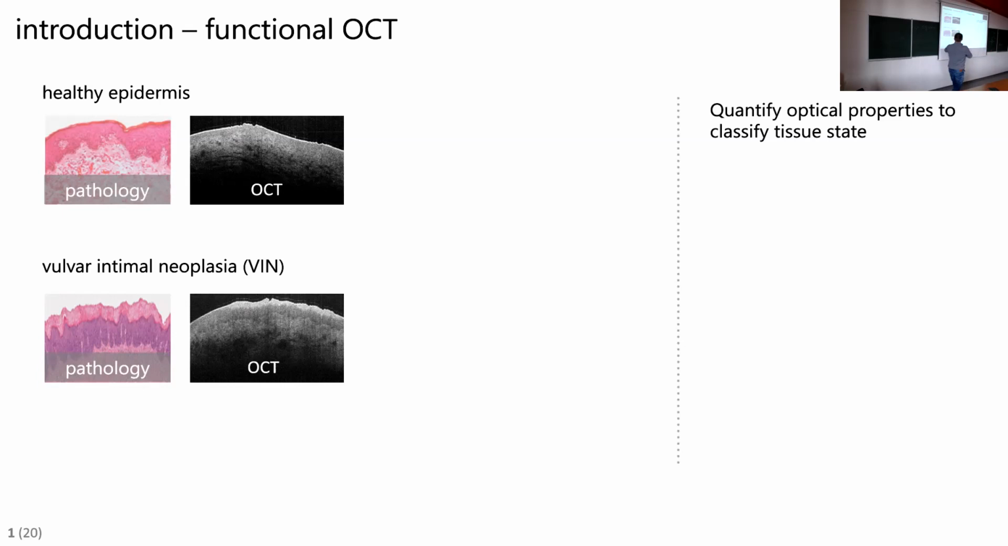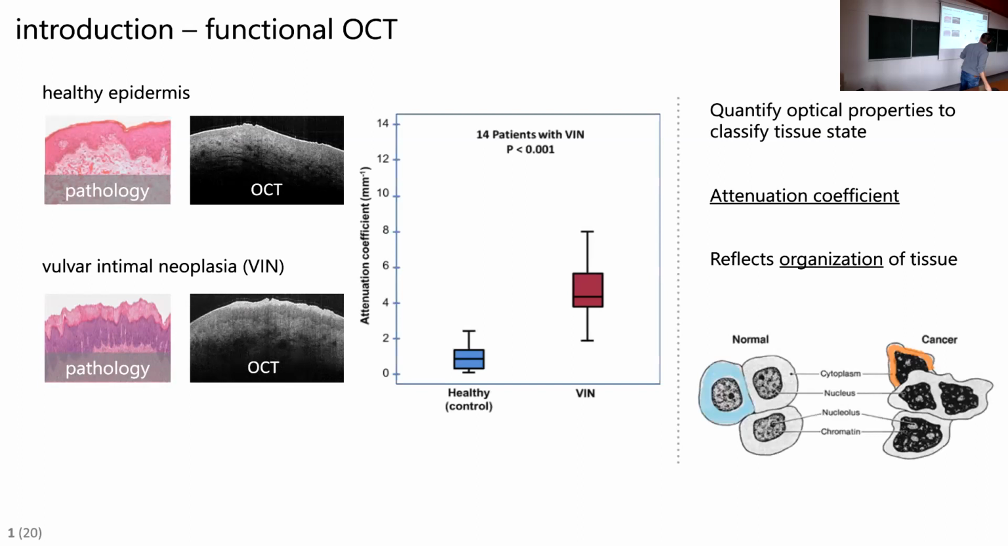So the goal ultimately is to quantify the optical properties to classify tissues. What you see here is for example related to cervical neoplasia, early cancer, pre-cancer. It's tissue disease caused by the human papillomavirus.